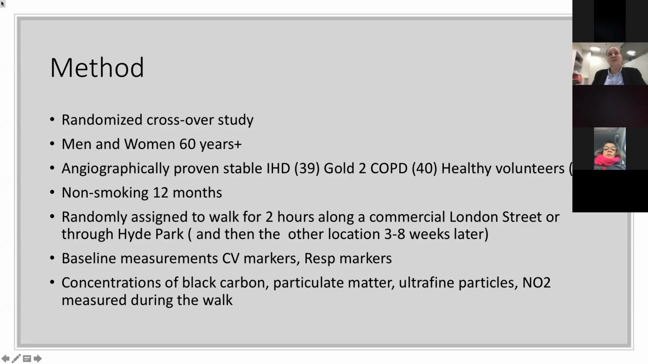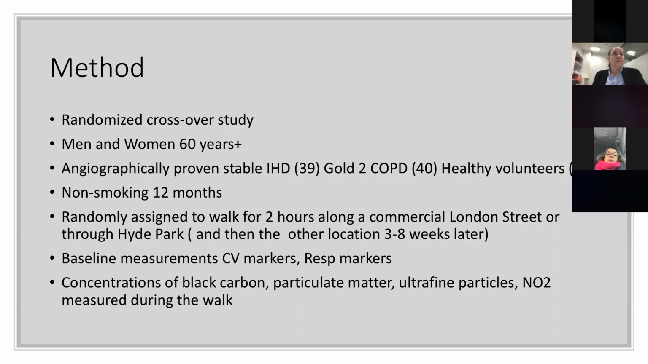All of these 120-odd people had been non-smokers for the last 12 months, and they were randomly assigned to walk for 2 hours along either a commercial street in London, Oxford Street, or through the green and leafy Hyde Park. And then 3 to 8 weeks later, they were assigned to walk through the other location. They did baseline measurements for cardiovascular and respiratory markers, and they put on personal air pollution monitors, monitoring the concentrations of carbon black, particulate matter, ultrafine particles, nitrogen dioxide during the walk.